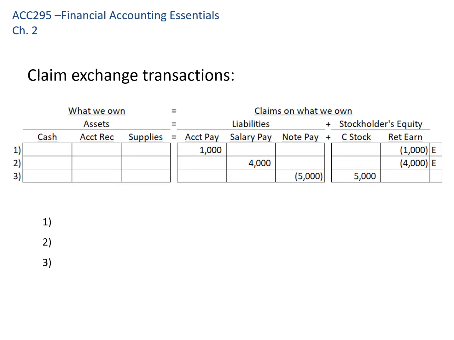In the same way, now we look at the other side of the equal sign. Here's where we're exchanging one type of claim for a different type of claim, and they offset each other. In the first one, we incur an expense on account. So we receive the cell phone bill. We haven't paid it yet, so we recognize that we have a liability for $1,000 in this case. We increase accounts payable, say we owe money. And we decrease retained earnings. Expenses pull down retained earnings.